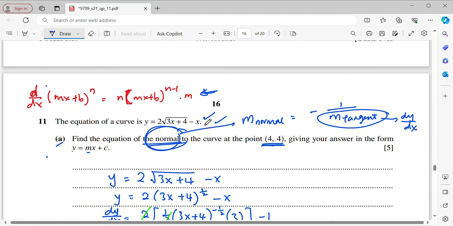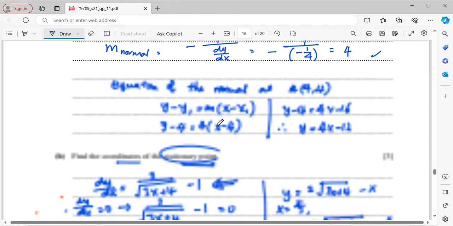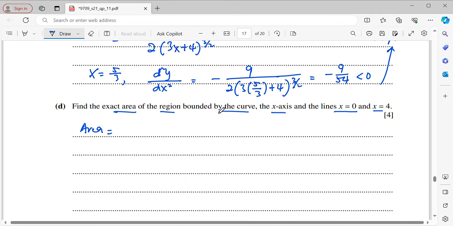So you need to integrate this y with respect to x because you are given the x values from 0 to 4. So I will write integrate 0 to 4. The y is 2 square root, you change to degree half. So 2 times (3x + 4) to the power of half minus x dx. This is your y.